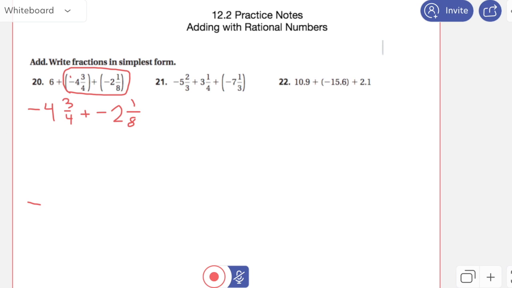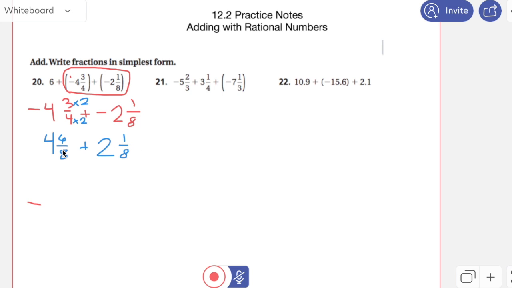Now, are these common denominators? No. And can I add together mixed numbers? Yes. All I have to make sure is there's common denominators. So a common denominator between 4 and 8 is 8, so I can simply create an equivalent fraction, multiply bottom and the top by 2. So this will now turn into 4 and 6/8 plus, remember I'm adding these together now, plus 2 1/8.